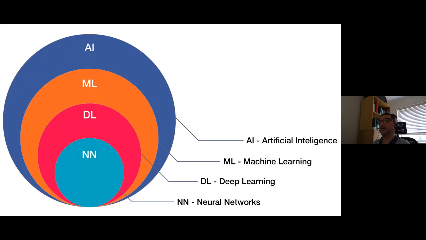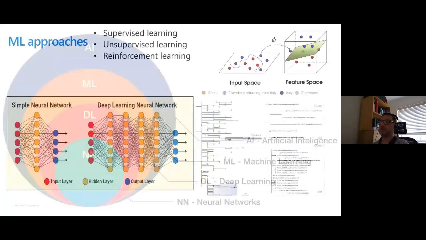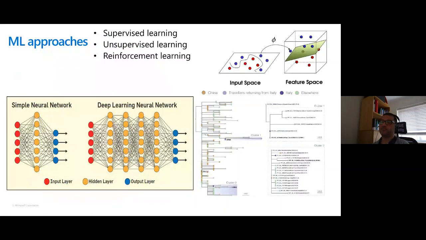Deep learning and neural networks are subclasses of machine learning. But ML is not the only way to achieve AI. There is a whole branch of statistics and simulations that you can also utilize to develop an AI system. The most common ML strategies are supervised learning, unsupervised learning, and reinforcement learning.